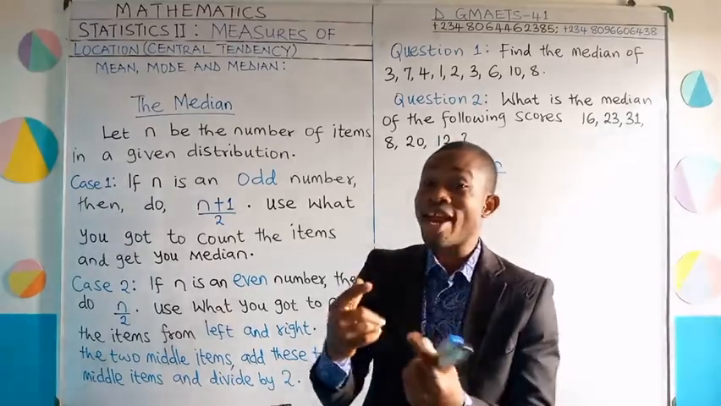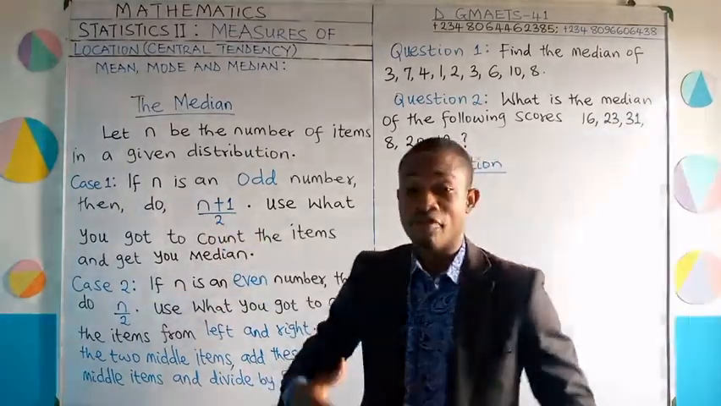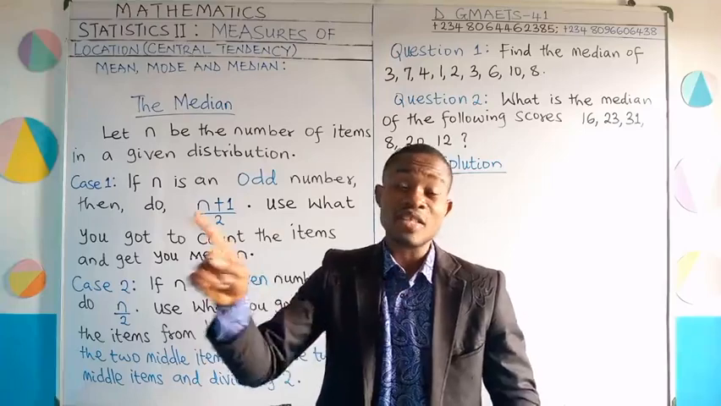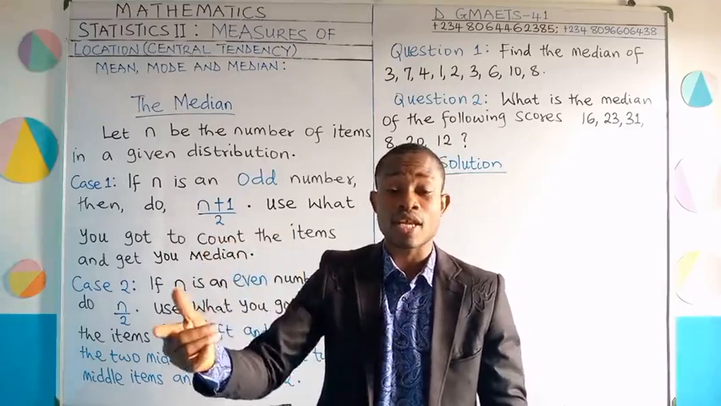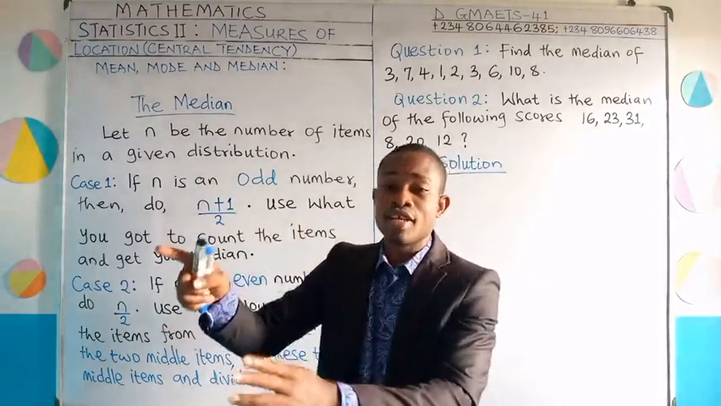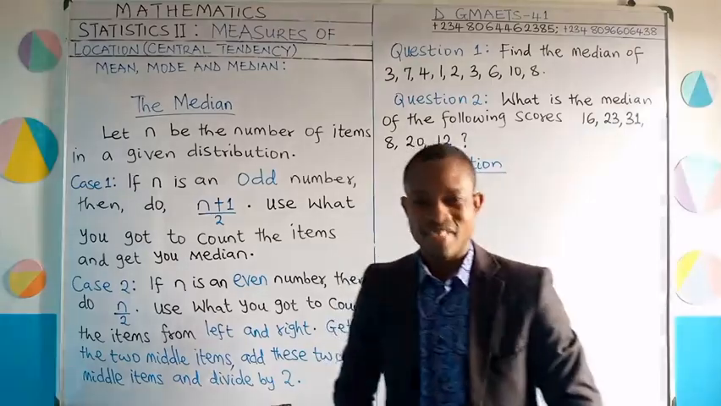For example, when I assume that n should be 5, let's say there are 5 items. If you do 5 plus 1, you get 6. This 6 divided by 2 will give you 3. Then it means you are going to count that distribution 1, 2, 3. The third item is your median in that case.